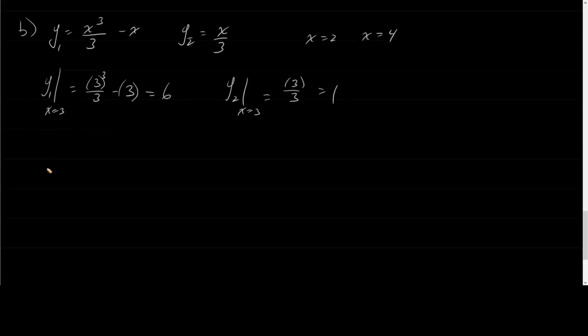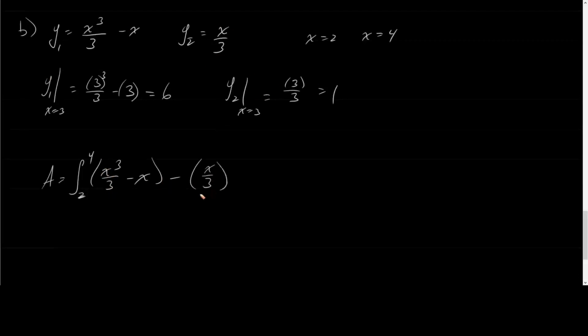So what we do now is our area is the integral from 2 to 4 of the top function, x cubed over 3 minus x, minus the bottom function, which was x over 3, and all of this dx.